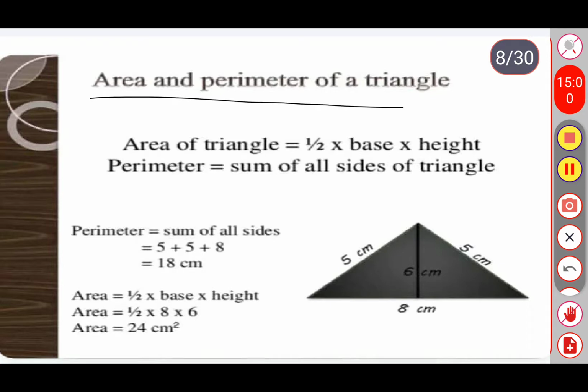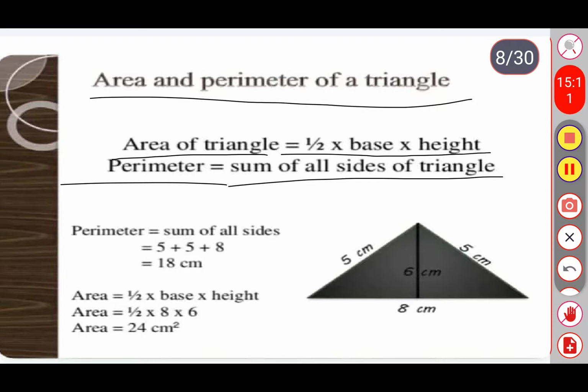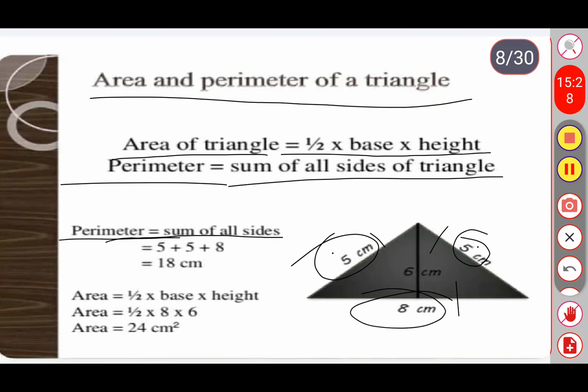Area and perimeter of triangle. The formula for area of triangle is half into base into height, and perimeter is the sum of all sides of the triangle. Therefore, find the area and perimeter. First find the perimeter, the sum of all sides. So how many sides are there here? Three sides, 1, 2 and this one is 3. 5 plus 5 is 10, 10 plus 8 is 18. So 18 is the perimeter of the triangle.